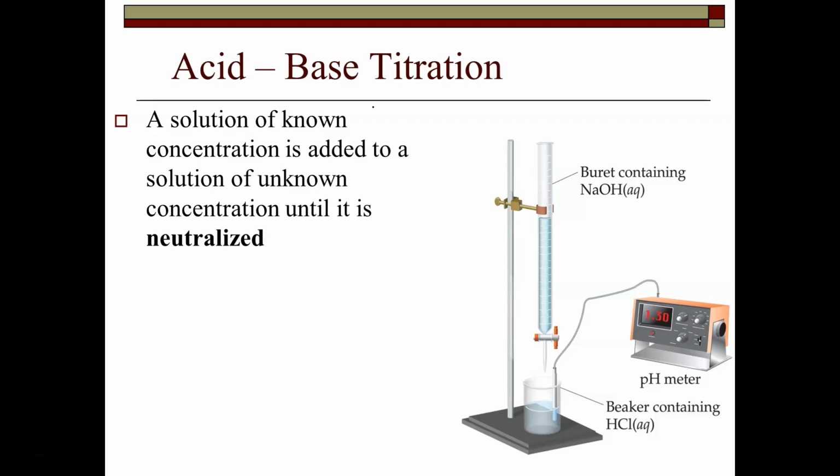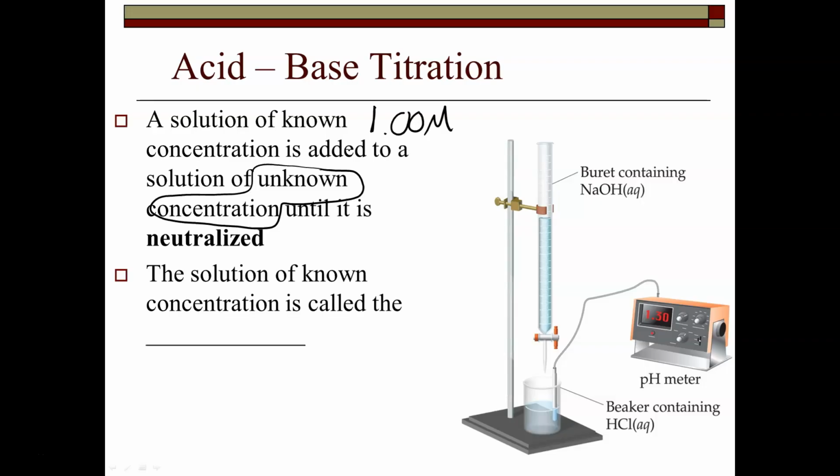So here's our titration setup, and you're familiar with this from actually doing the lab. And what we did was we took a solution of known concentration, and for us it was the NaOH, the sodium hydroxide, and for us it was 1 molar, okay? And we added that to a solution of unknown concentration until it is neutralized. And the solution of unknown concentration, that was our vinegar. Right? So we wanted to figure out what was the concentration of this vinegar, in this case acetic acid, and we could figure that out by neutralizing it and reacting it with 1.00 molar NaOH, sodium hydroxide.